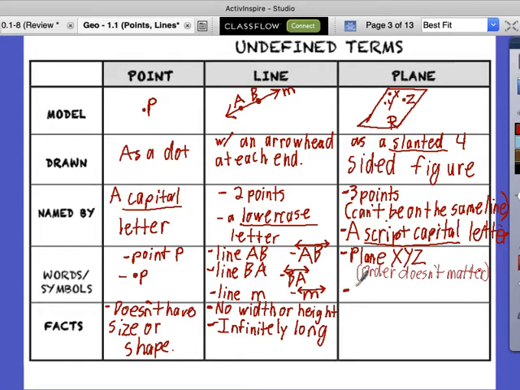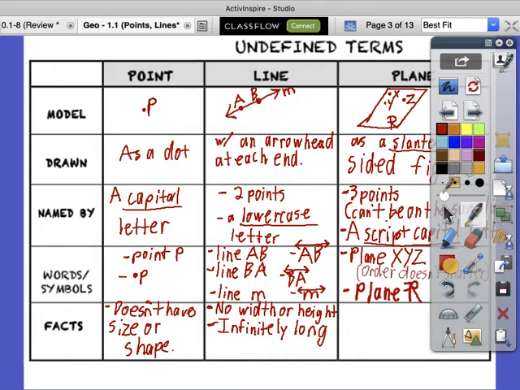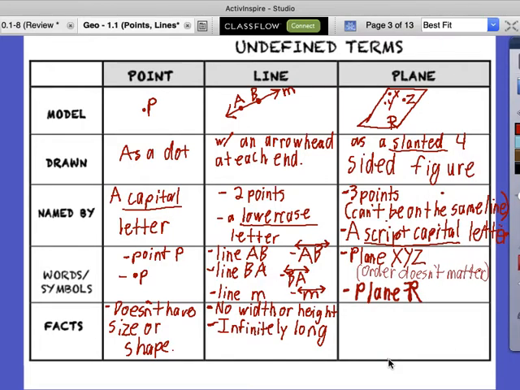Or you could do plane and then use your script R there. Okay? You just use your script R there. I did all of them. Okay? There's no symbols for this one. There's no symbols for this one, okay?